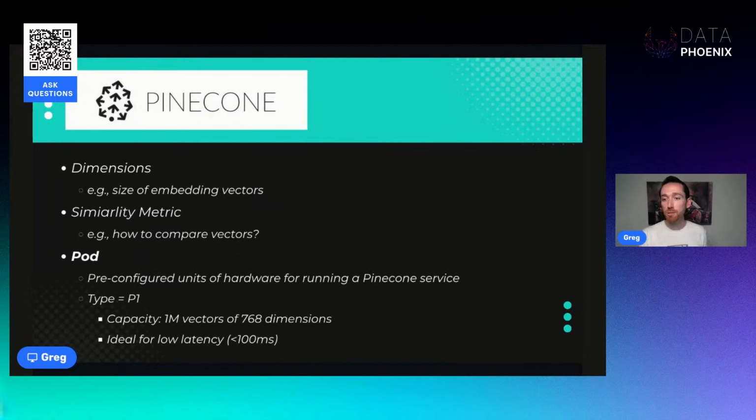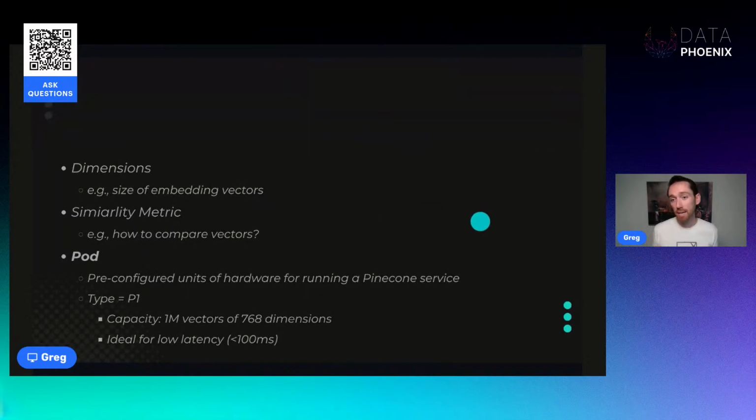The type that we're going to use today is called the P1. That's got a capacity of about 1 million vectors of dimensions 768. You'll see our dimensions are a little bit different today, but I think you'll be able to easily do the math. And apparently these are ideal for very low latency, so it works very, very fast. With that, we're going to see exactly how this looks programmatically in code as Chris gets our Pinecone set up.